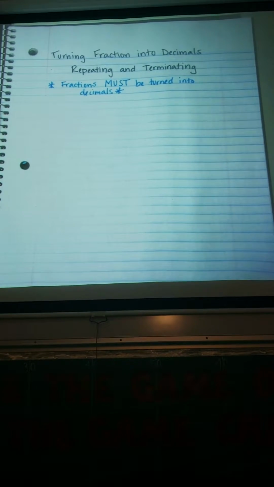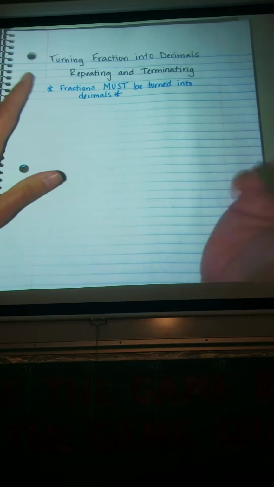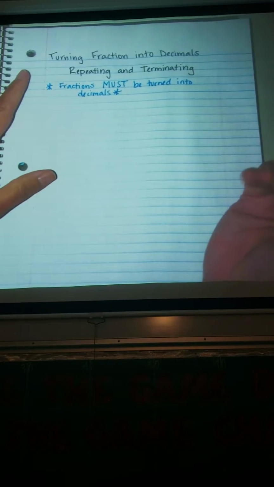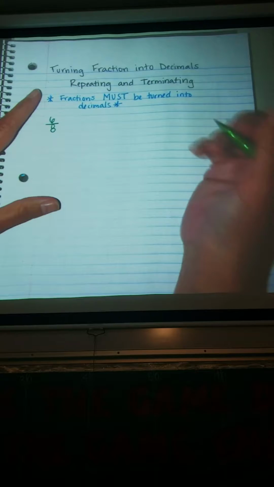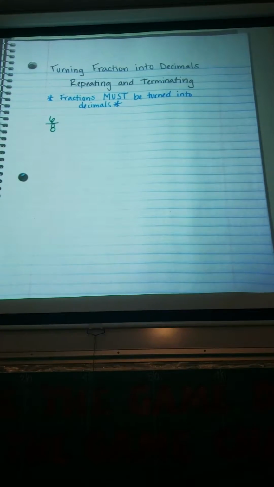In order to do that, we need to go through some steps. So let's say that we have a fraction of 6/8. So I'm going to write my fraction, 6/8. And remember, fractions are just division. Very important to know, it's just division.